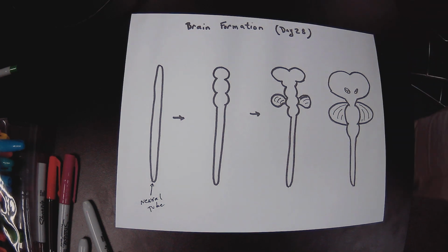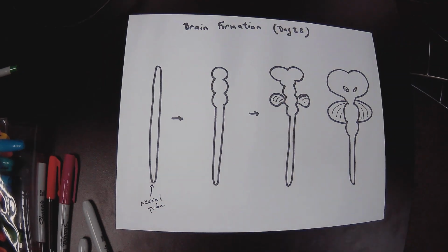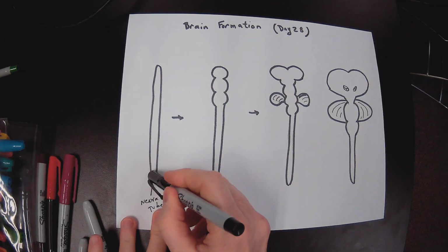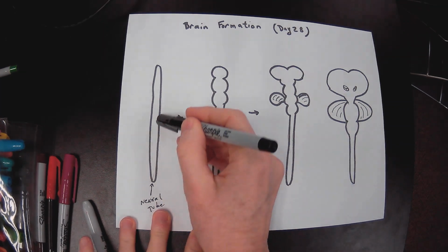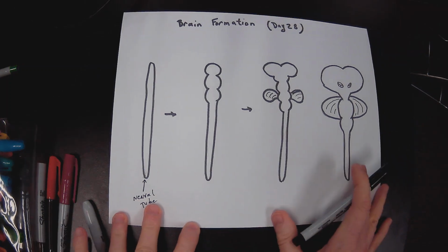Yeah, so what happens is that the anterior neuropore, which was way up here, closes and the brain starts to form, as long as there's enough folic acid around. Very important. Starting at day 28 with a fully formed neural tube, we're going to progress to the right.